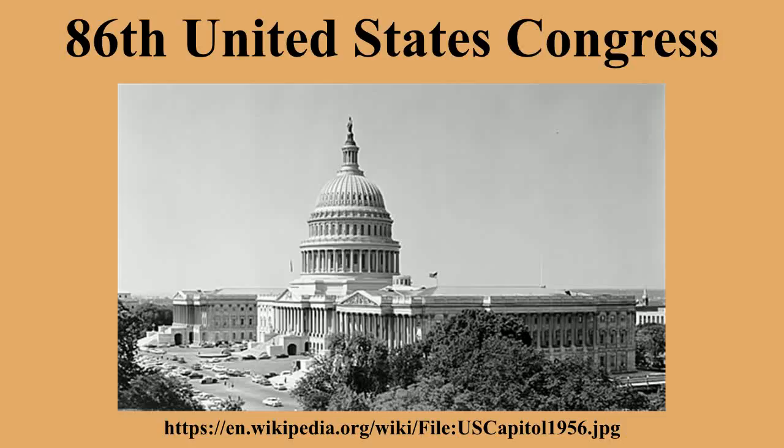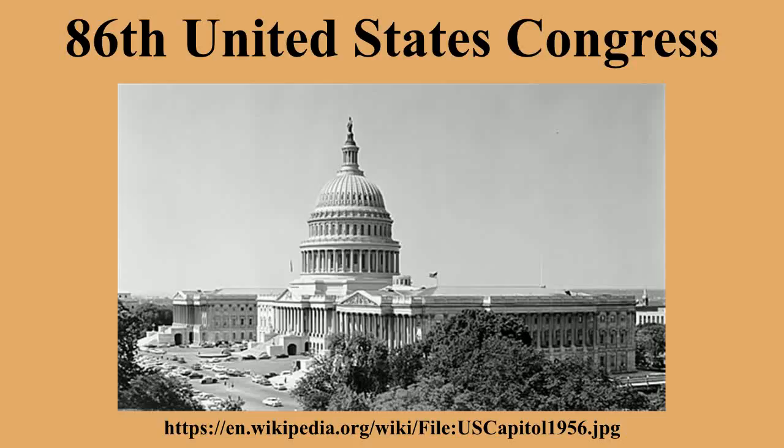Treaties. December 1, 1959 Antarctic Treaty signed. January 19, 1960 Treaty of Mutual Cooperation and Security between the United States and Japan signed. Constitutional Amendment. June 17, 1960 The 23rd Amendment to the United States Constitution passed Congress, which would allow residents of Washington, D.C. to vote in presidential elections. It would be ratified by the states in the next Congress.